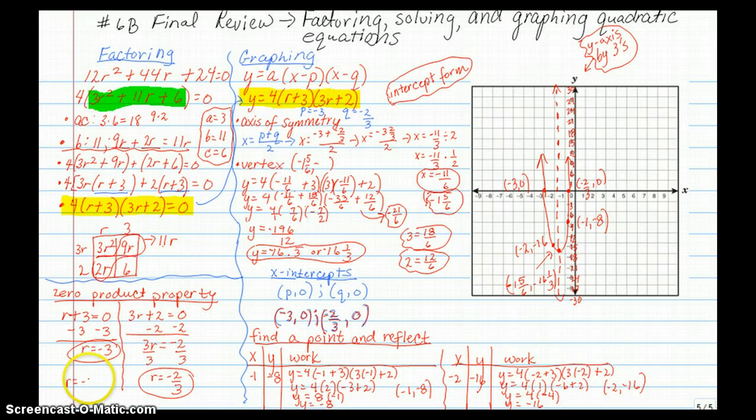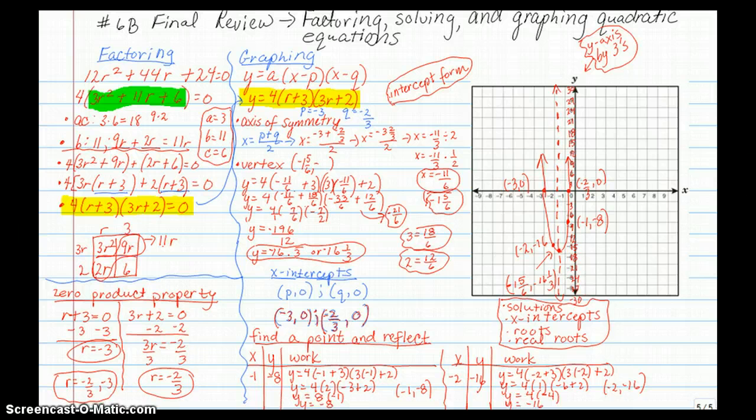These are your values of r for your solution. And what I really want you to take away from this is, what is the meaning of this graphically? Well, these are your intercept values. Remember, your solutions are your x-intercepts on your graph, are your roots, and are your real roots. They are all the same thing.